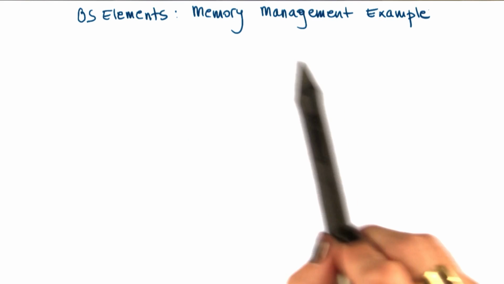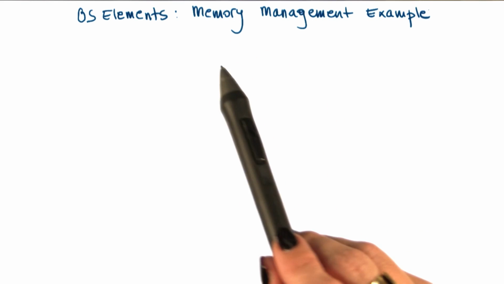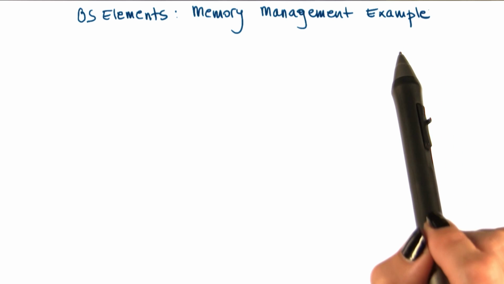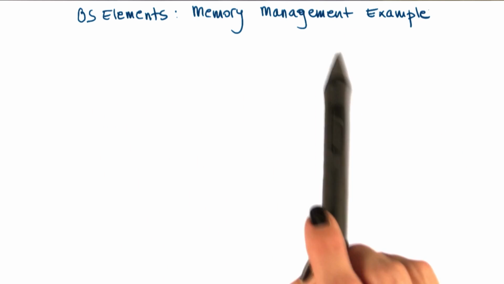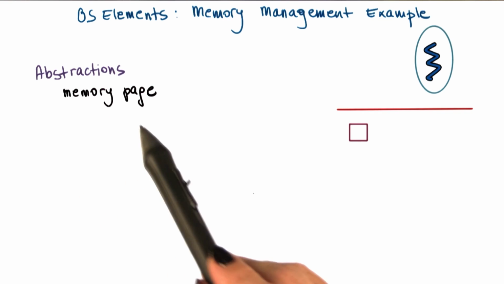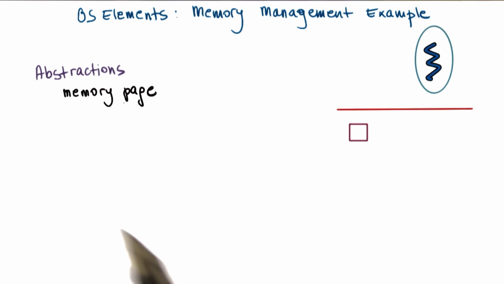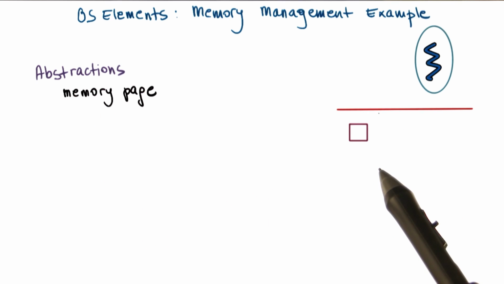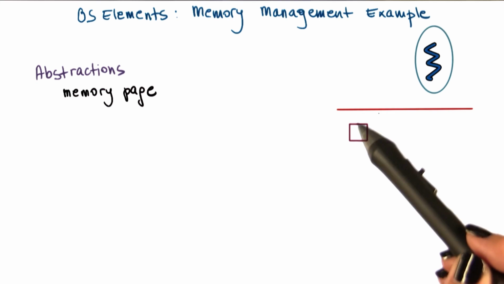Let's look at an example. For instance, we said one of the responsibilities of the operating system is to manage resources like memory. So we'll look at a memory management-based example. To do that, the operating system uses a memory page as an abstraction, and this abstraction corresponds to some addressable region of memory of some fixed size, for instance, 4K.